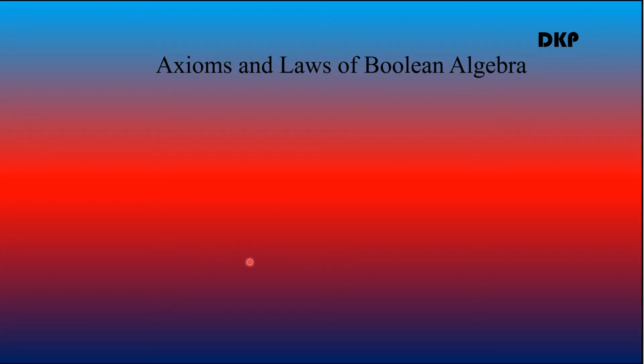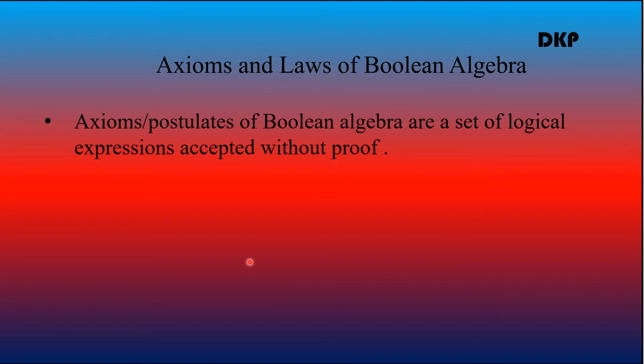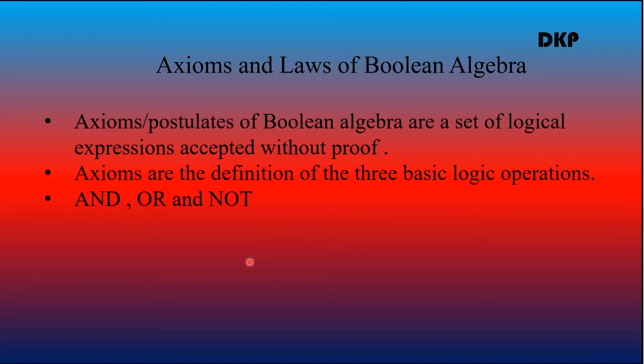What are axioms and laws of Boolean algebra? Axioms or postulates of Boolean algebra are a set of logical expressions accepted without any proof. Axioms are the definition of the three basic logic operations. Which are the three basic logic operations? AND operation, OR operation and NOT operation. That is AND gate, OR gate and NOT gate operations.